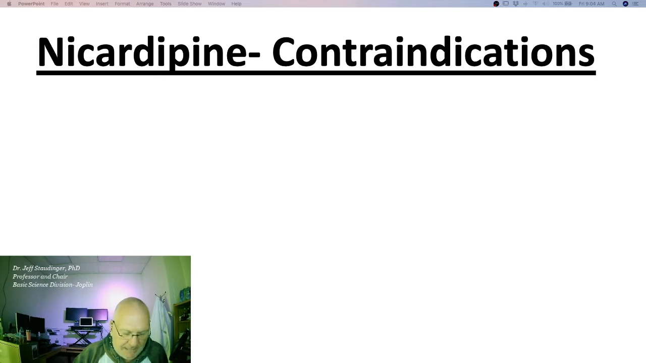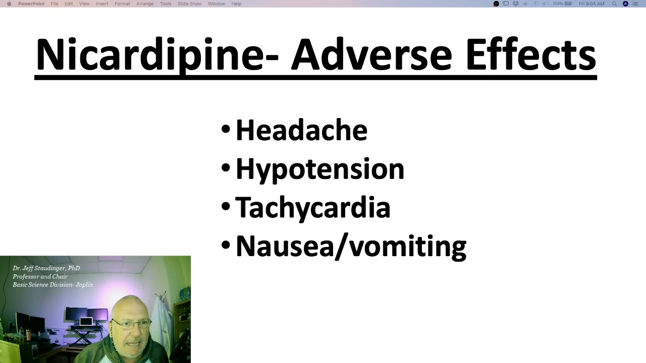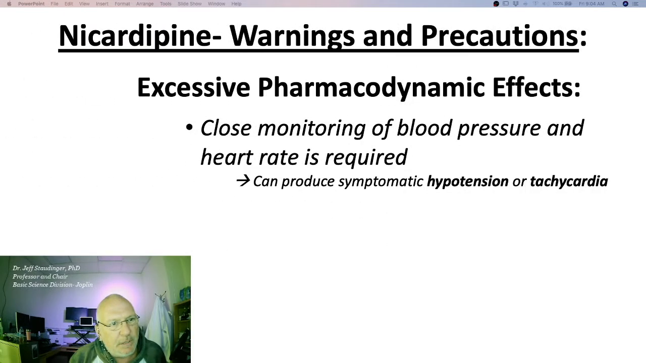The main contraindication for nicardipine is patients with advanced aortic stenosis. Adverse effects of this drug include headache, hypotension, tachycardia, nausea, and vomiting. Because this drug can have excessive pharmacodynamic effects, in other words, it can produce symptomatic hypotension or tachycardia, you have to monitor your patient's blood pressure and heart rate.